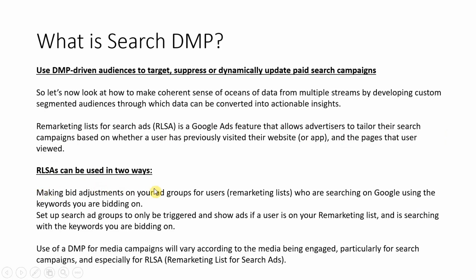RLSA can be used in two ways: making bid adjustments on your ad groups for users, that is the remarketing list, who are searching on Google using the keywords you are bidding on. Or, set up search ad groups to only be triggered and show ads if a user is on your remarketing list and is searching with the keywords you are bidding on.